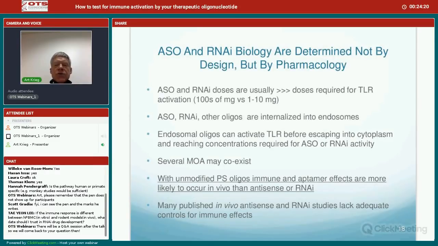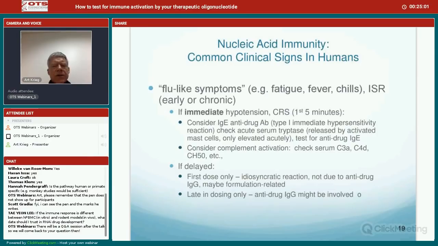With the RNAi also, of course, RNAi doses that can activate TLR7 or TLR8 are much lower than the doses that are required to induce an RNAi effect, typically. Furthermore, these nucleic acids are internalized into endosomes, so they're in the right compartment to trigger the TLRs. And so the point I want to make is that immune effects are actually more likely to occur, and aptamer effects also, than antisense or RNAi effects are because of pharmacology of the oligos. It's just something to keep in mind when you're performing these experiments.